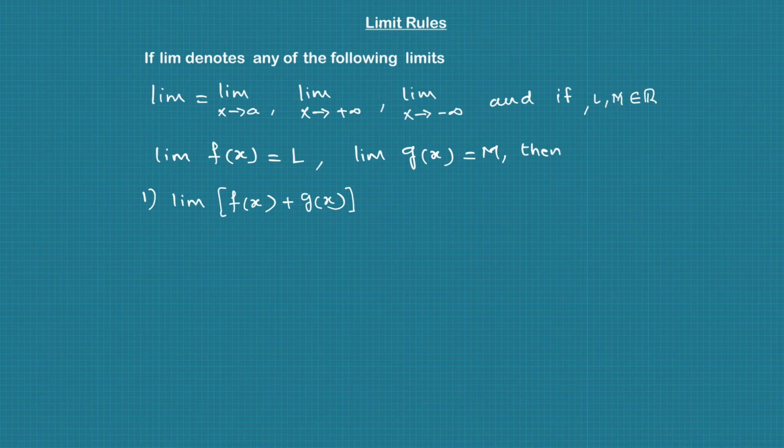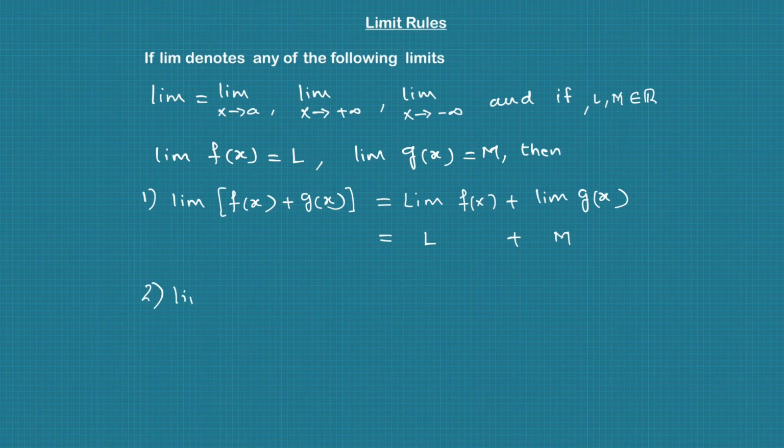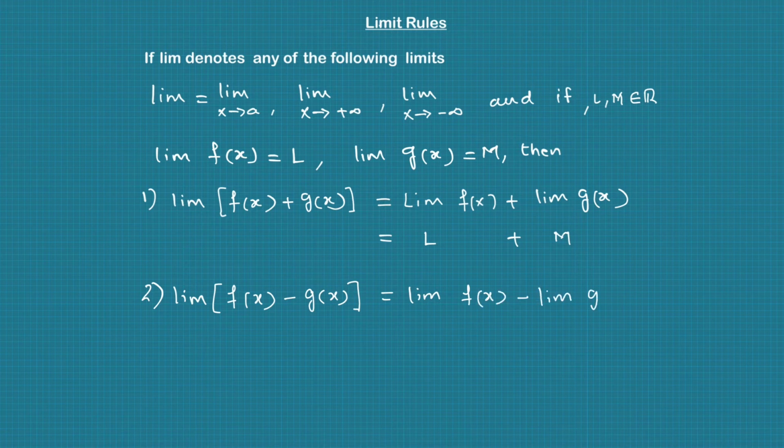the limit of the function f of x plus g of x is equal to the limit of the function f of x plus the limit of the function g of x, meaning the limit of the sum is equal to the sum of the limits. The limit of the function f of x minus g of x is equal to the limit of the function f of x minus the limit of the function g of x, meaning the limit of the difference is the difference of the limits.